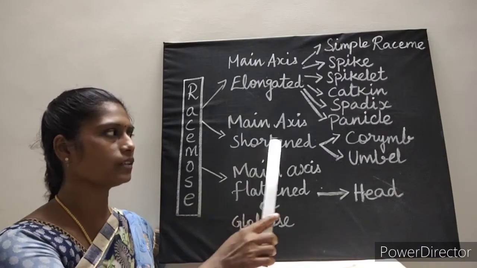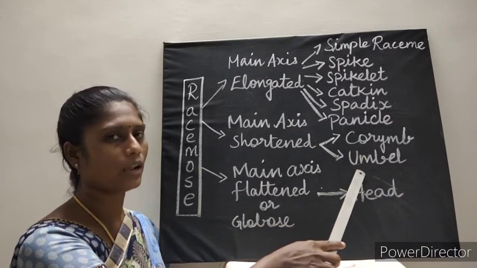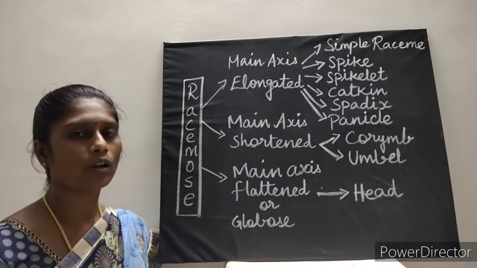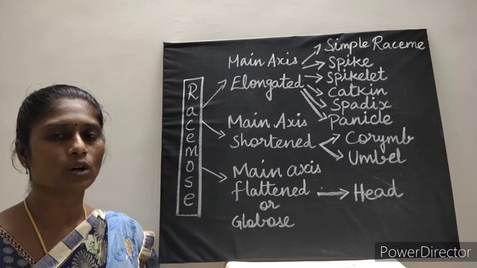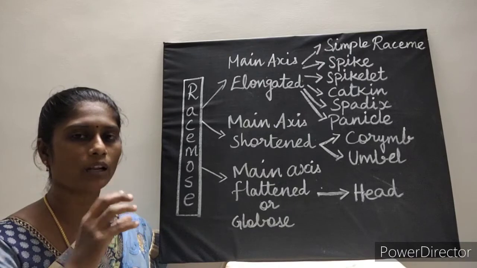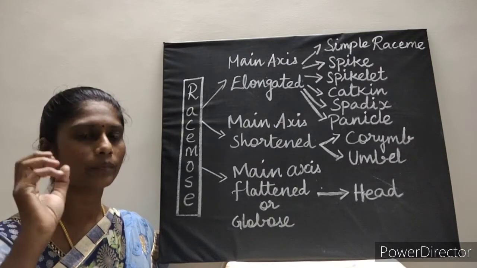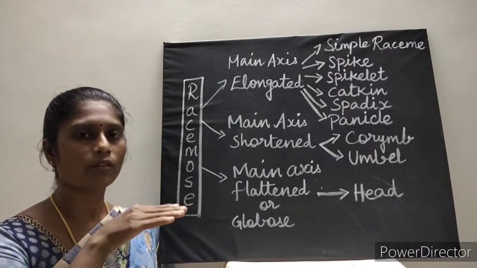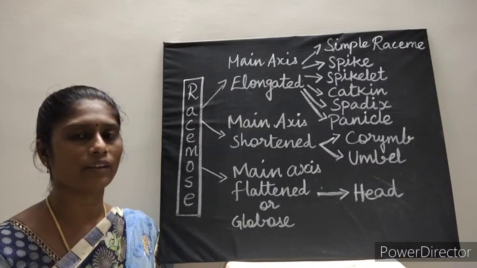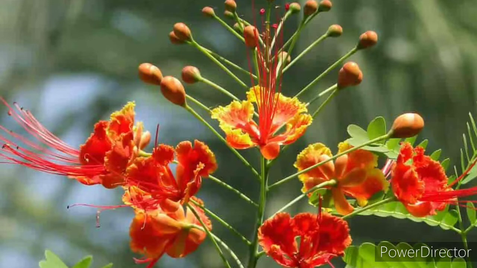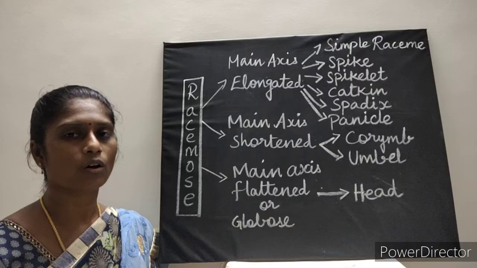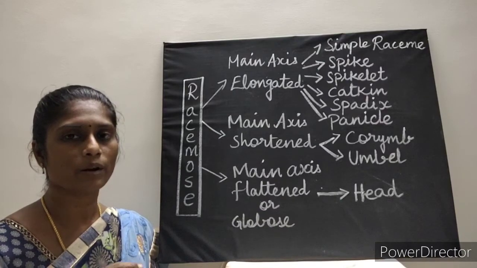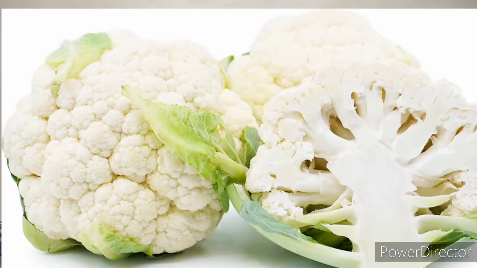There are two types under this: one is called corymb, another is called umbel. What is corymb? Corymb is an inflorescence with shorter pedicels at the top and longer pedicels at the bottom, so all flowers appear to be at the same level. Example for corymb is Caesalpinia. There is another type, the compound corymb, which is a branched corymb. Example is cauliflower.